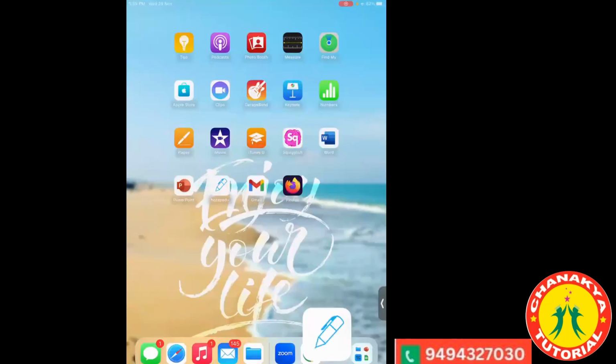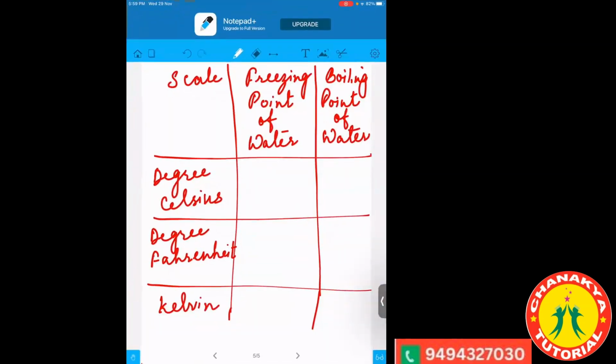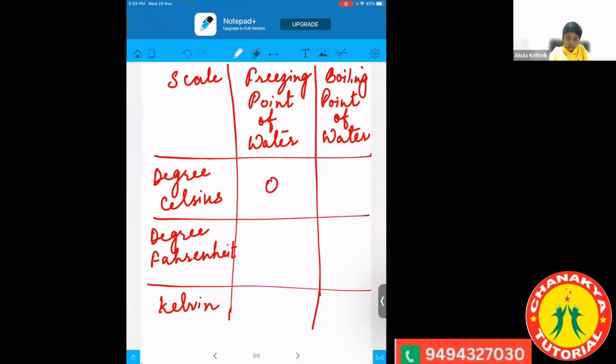Now you tell me, what is the freezing point for the degree Celsius? It is 0 degrees. For the Fahrenheit?